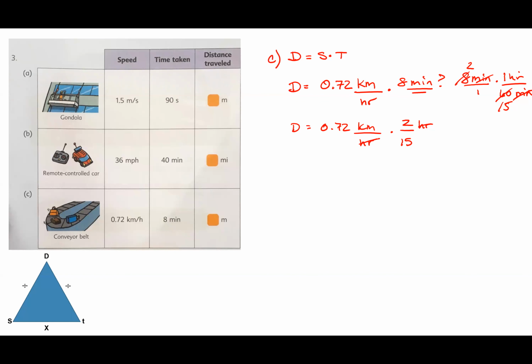I would convert. So how many of you have gotten through the conversion of minutes to hours so far? Okay, notice that your final answer is going to be in meters. Once you convert minutes to hours, don't try to multiply 0.72 times 2 and then divide by 15. Just let's convert that to meters. So 720 meters times 2/15. Okay, so raise your hand when you have an answer.